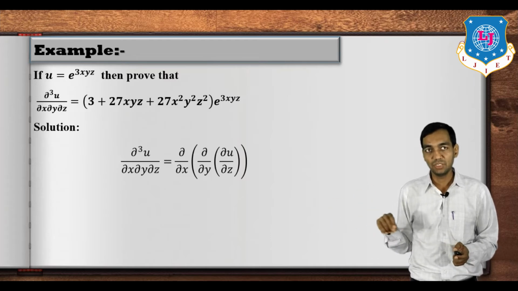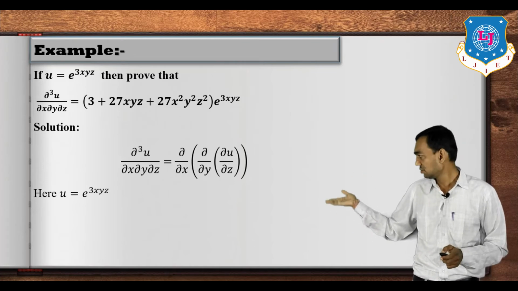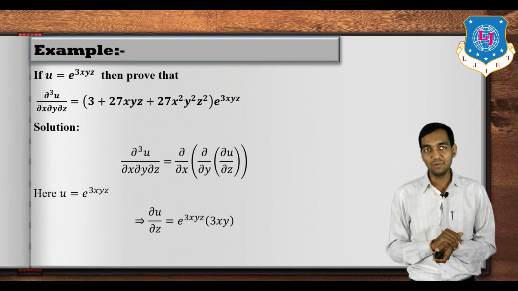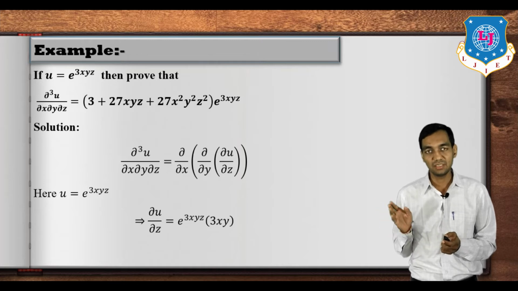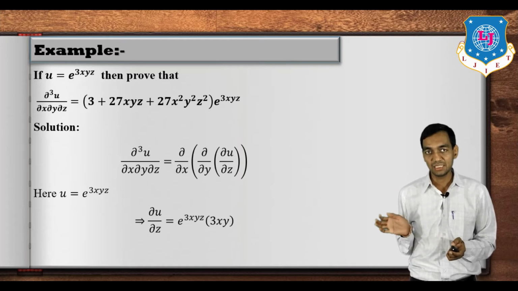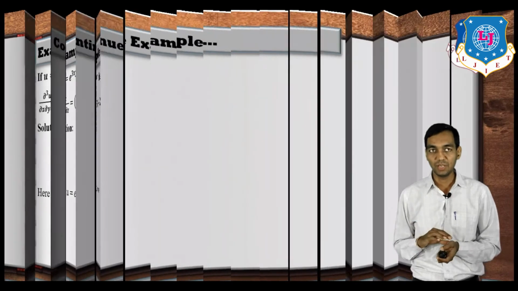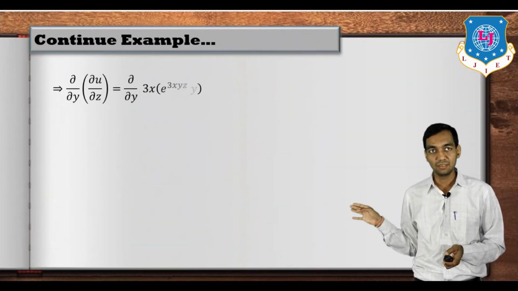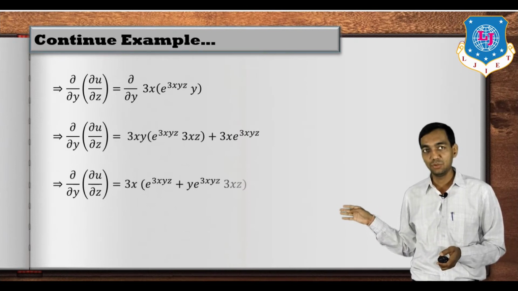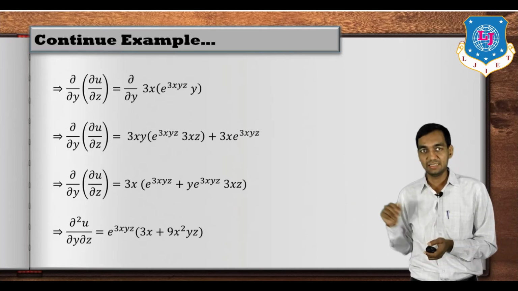And if you are differentiating with respect to z, then x and y are treated as constants. So e raised to has a derivative e raised to into the derivative of the power. 3xyz has a derivative 3xy, because it is a constant, and z has a derivative 1. So you will have 3xy into e raised to 3xyz. Now differentiate this term with respect to y, that means del by del y of del u by del z. It is nothing but the derivative of 3x into e raised to 3xyz into y. See, 3x is constant, so we have written it separately.